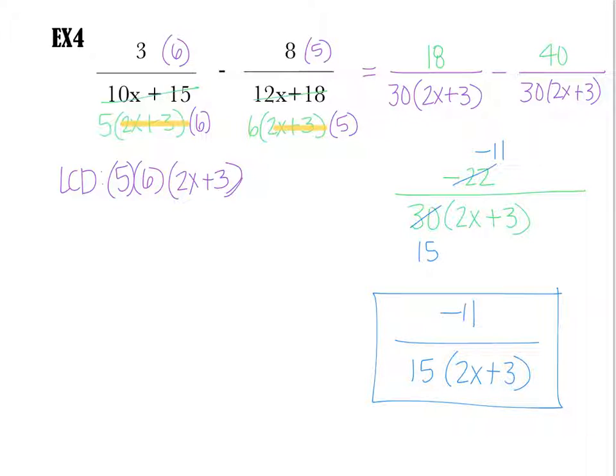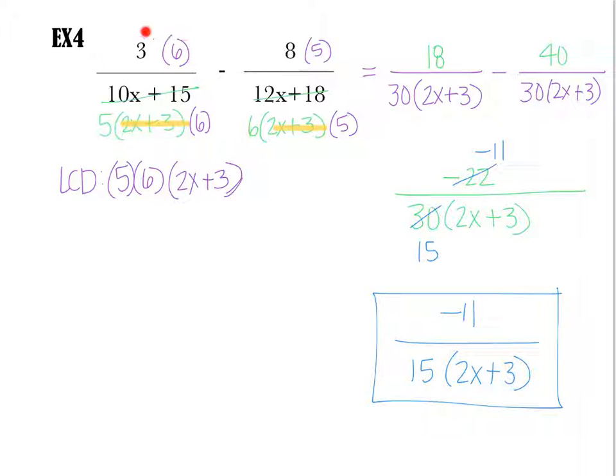Alright, so first of all, I factored my numerator, or my denominators, and I ended up with 5 times 2x plus 3 and 6 times 2x plus 3. So what I noticed is they both have a 2x plus 3, so that's part of my common denominator. This one has a 5 and this one has a 6. So I have 5 times 6 times 2x plus 3 is what I need for my common denominator. So when I look at this first fraction, it's just missing the 6. So what I multiply by the bottom, I have to multiply by the top. And when I look at this second fraction, it's missing the 5. So what I do to the bottom, I have to do to the top.